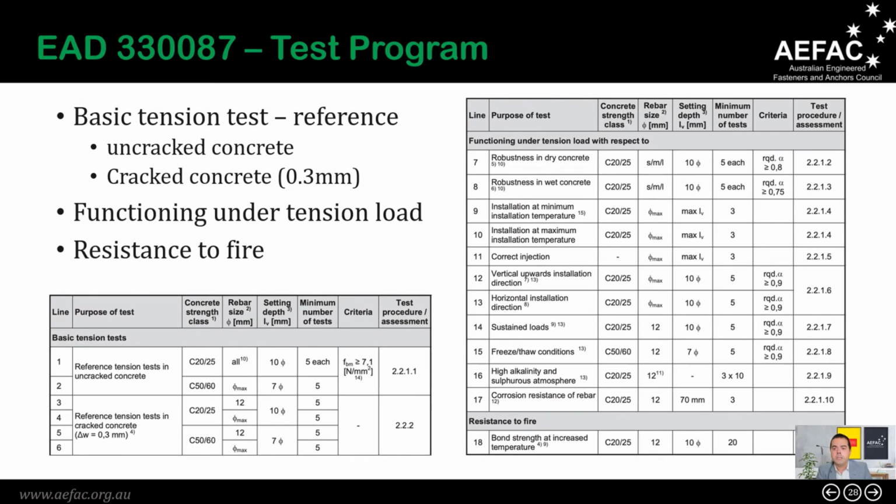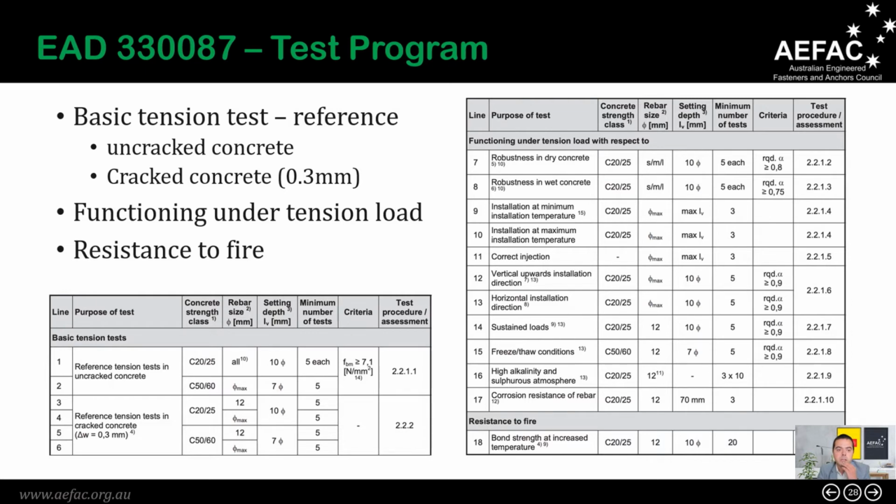Let me show you quickly what tests are actually involved in getting the EAD. In order to get an ETA approval or any pre-qualification report for the chemical, it has to pass through several series of tests to be qualified as fit for purpose for those applications. This is the screenshot from Appendix B of the EAD, and there are 18 series of tests that need to be done before issuing the ETA or the pre-qualification report. Some of them are optional, but most of them are compulsory.